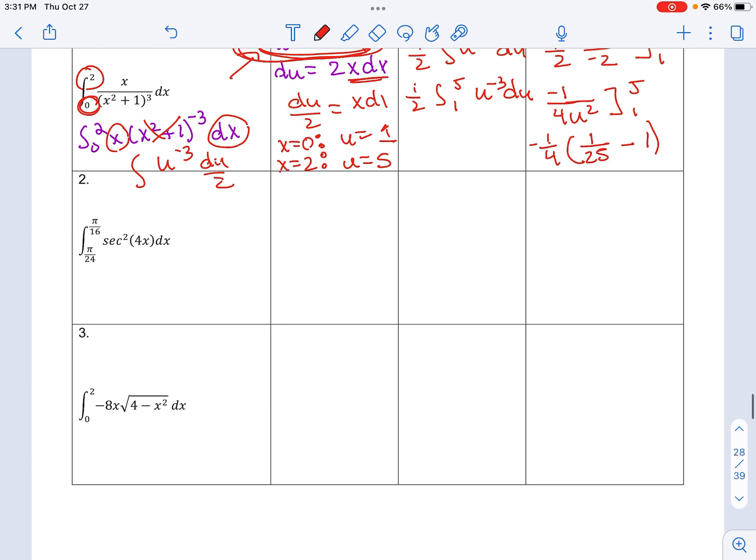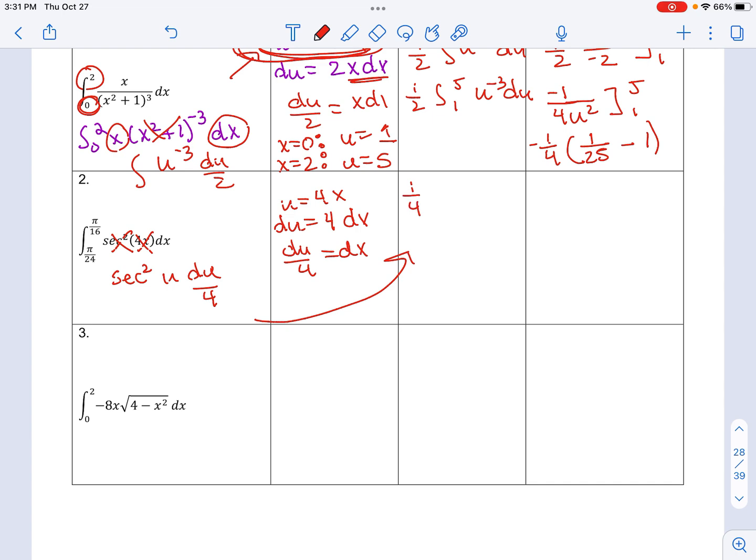Second one, so there is an antiderivative for secant squared. That means your u has to be the angle. The du is just 4, bring that dx over. So let's rewrite it. So I've got secant squared of u. Du over 4 is the same as dx. So I've got du over 4. So I'm going to rewrite it here. So I've got 1/4 pulled out, and I've got secant squared of u du.